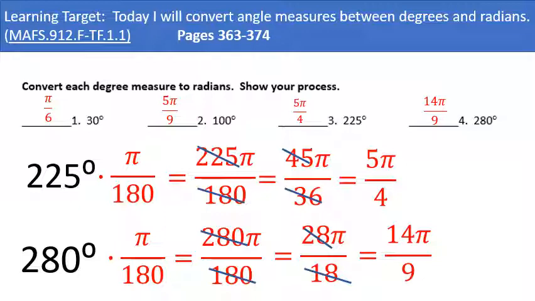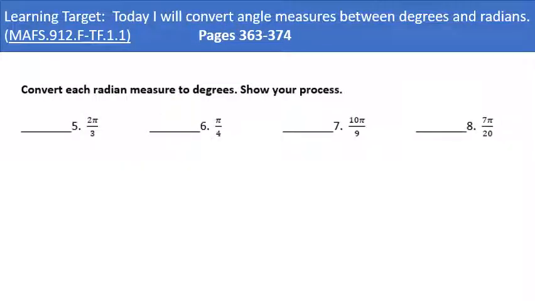Don't convert it to a decimal. Don't worry about it being a crazy fraction. Radians are almost always fractions, so you're good. Okay? What if we have a radian and we need to go to degrees? See how that works. So convert each radian measure to degrees and show your process.